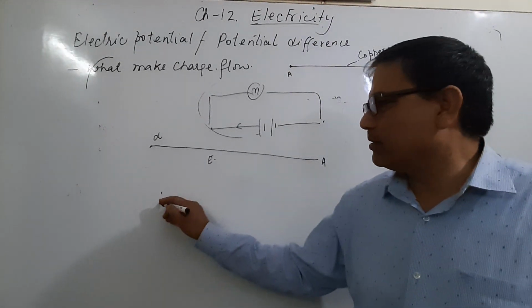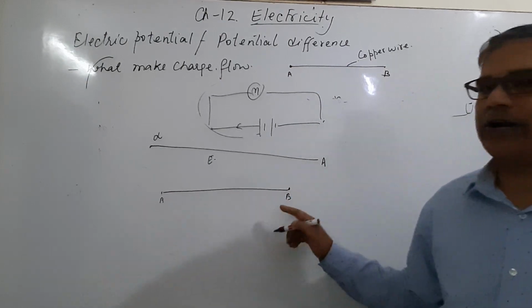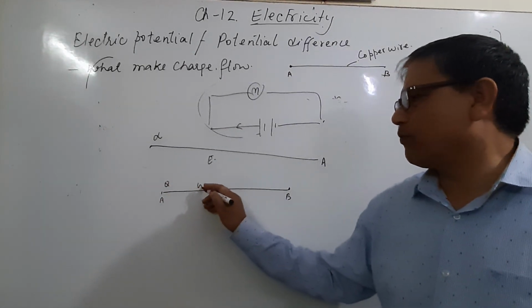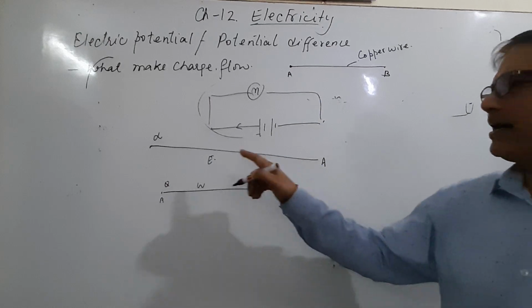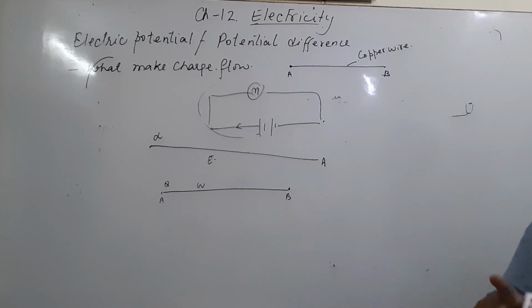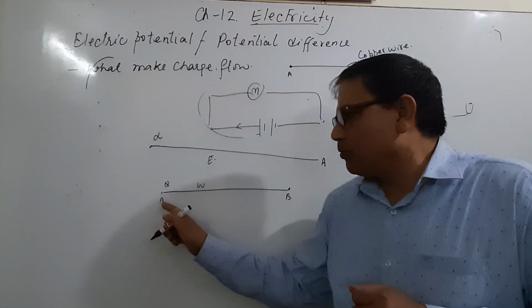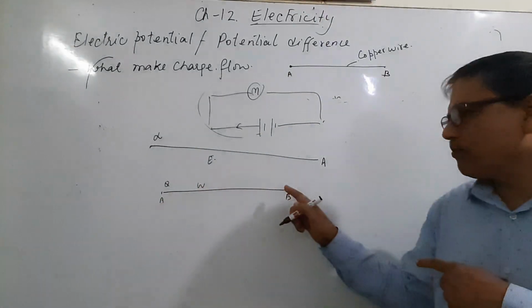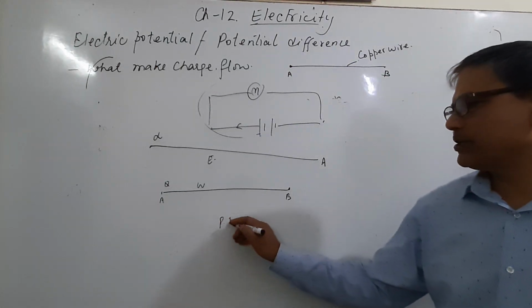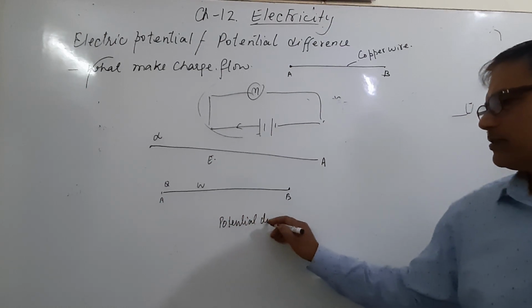If it is the amount of work done to bring a unit positive charge Q from one point A to another point B, that is known as potential difference. So what is potential difference? The amount of work done to bring a unit positive charge from one point to another point is known as potential difference, or PD.